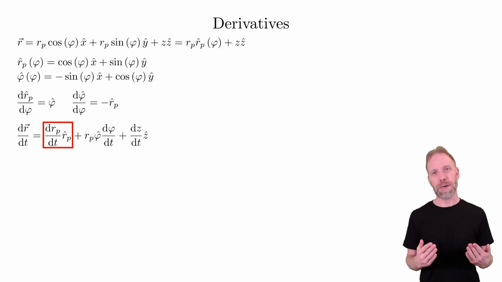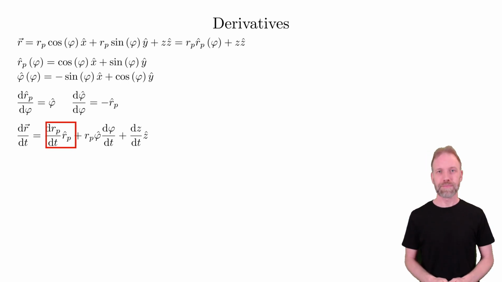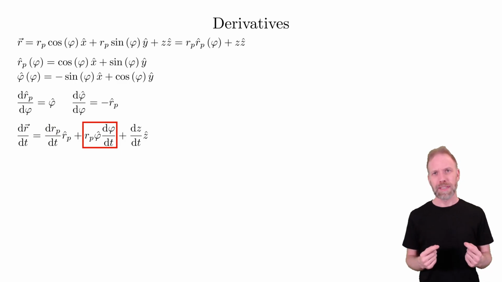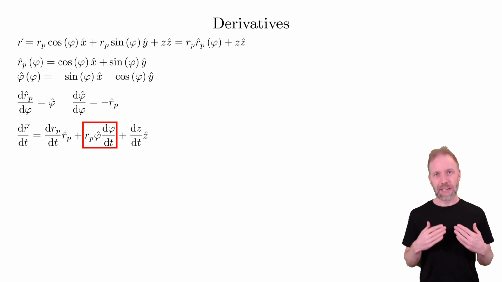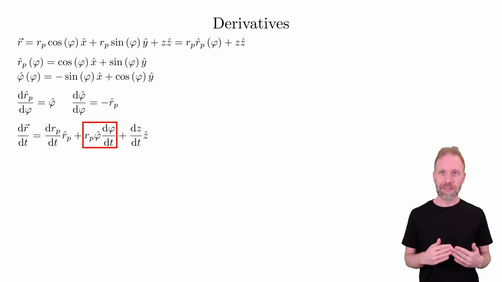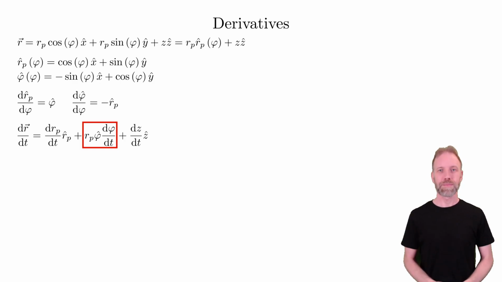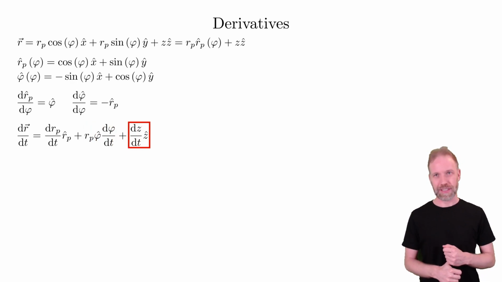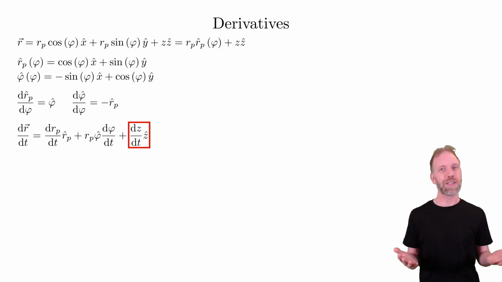The first term represents a change in radial position. In the second term, d phi dt is the angular speed. Hence, this is our classical equation for rotating motion, that the velocity from rotation is the radius times the angular speed in the tangential direction. The final term is the velocity in the z direction, just as we are used to from Cartesian coordinates.